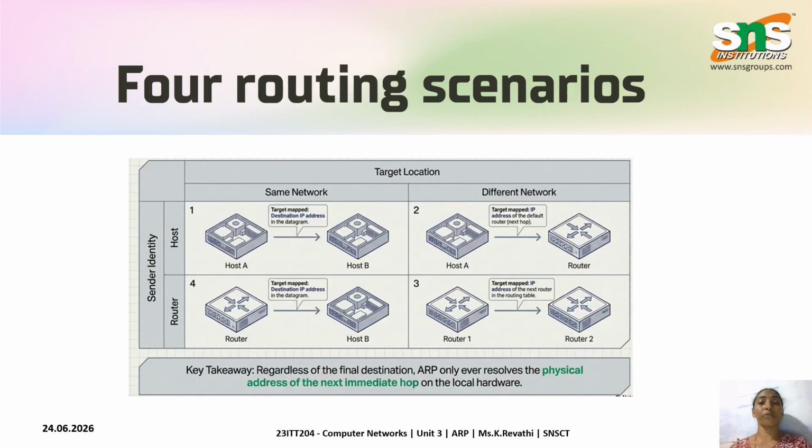Then these are the routing scenarios. ARP behaves differently depending on whether devices are in the same network or different networks. Routers help to forward these packets to the correct destination.